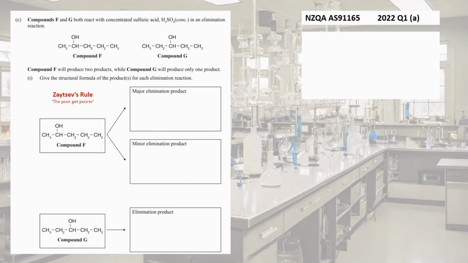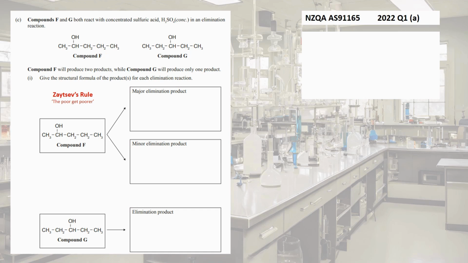Okay, so we're going to answer some questions that involve Zaitsev's rule. We will be answering the questions from an NCEA Level 2 Chemistry paper, Achievement Standard 91165. We'll be looking at 2022 and 2023 questions. If you want to have a copy of this paper as I go through it, just put the details at the top right into your browser and it will come up with the paper.